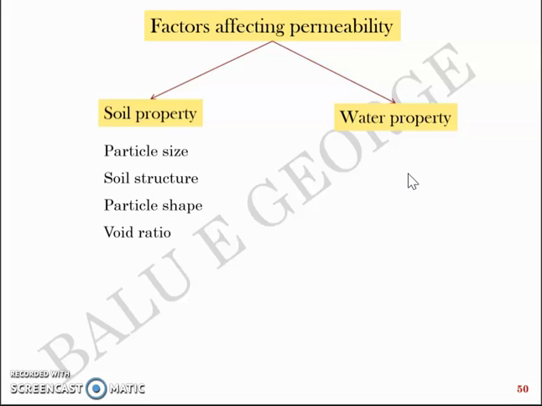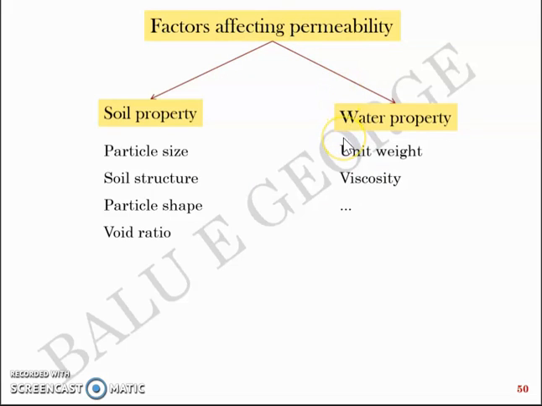Whereas properties of water include unit weight and viscosity, not just limited to these two, but there are others as well. So in general, particle size, soil structure, particle shape, void ratio, etc., and unit weight and viscosity are a few factors which affect permeability of water through soil.